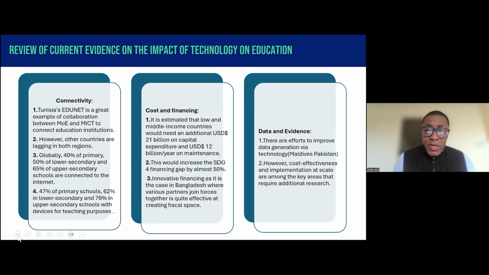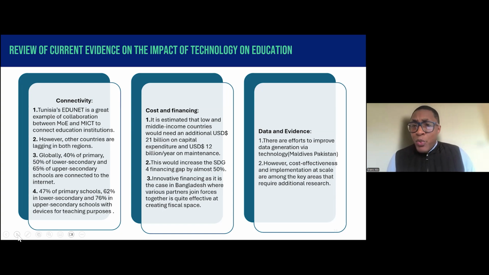I know GPE and the Asian Development Bank are working with Bangladesh on what we call an innovative financing tool, to see how we can support the use of technology to address education issues. And we have other countries where these innovative financing instruments were used, where private partners, public and multilateral development banks come together to really support countries.